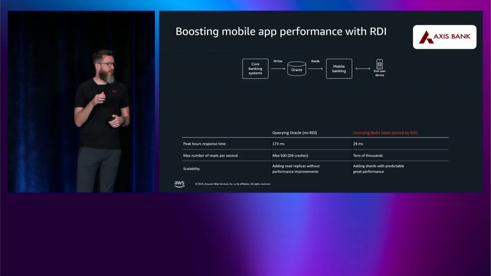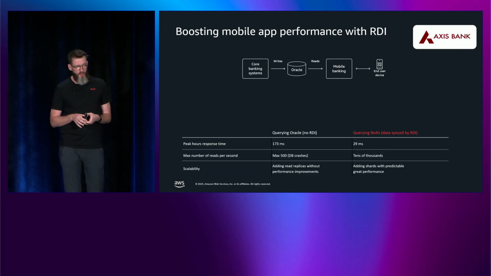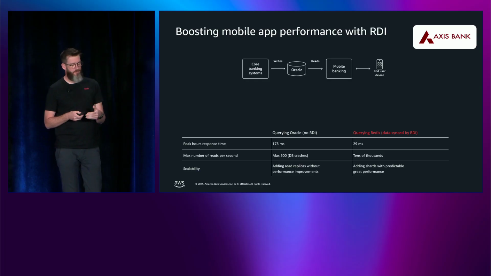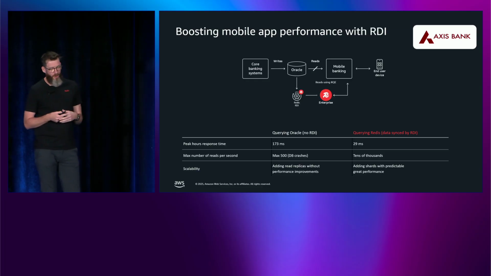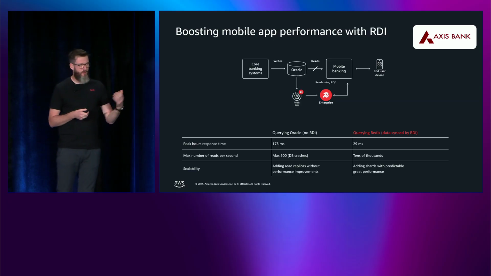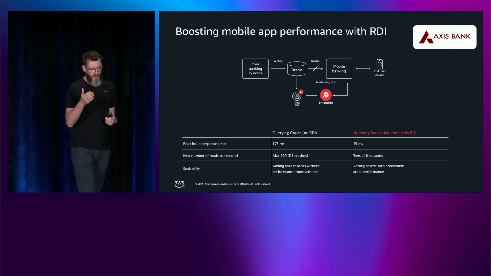They were trying to scale, of course, the reads as an application modernization. They were adding Oracle read replicas, but it didn't hit the throughput that they needed. So what we did is we added RDI, together with our Redis Query Engine that I spoke about before, and now the results speak for themselves, right?